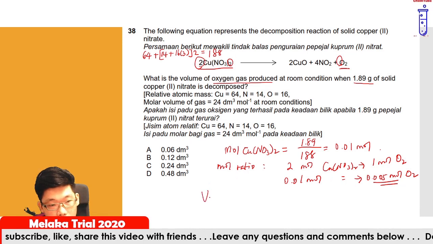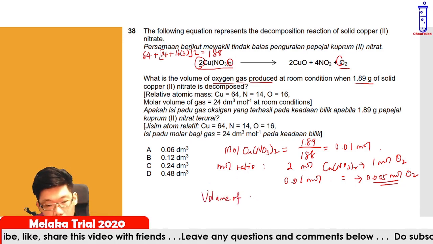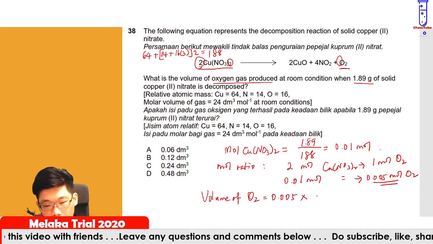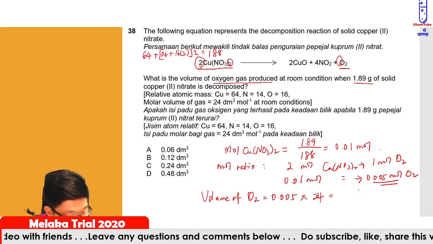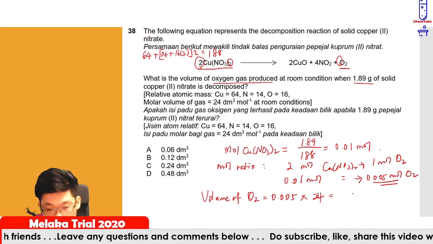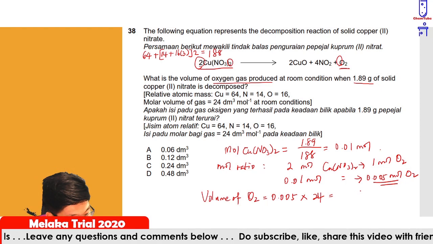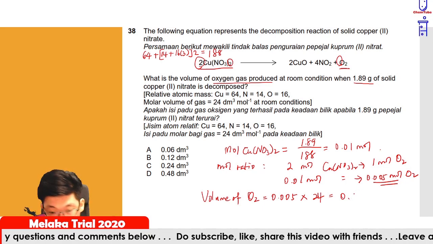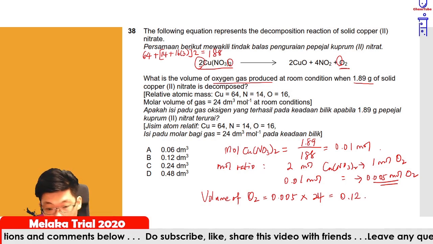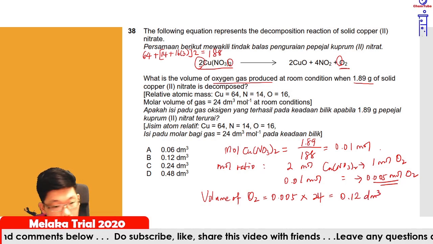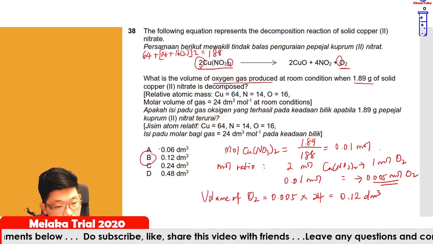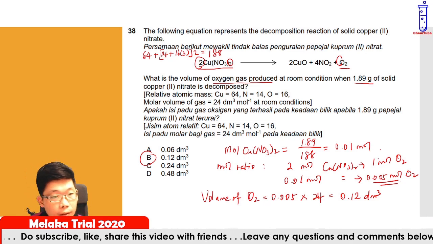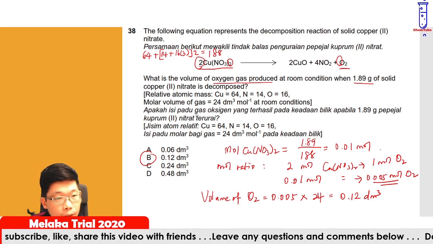So meaning that the mole of the oxygen you need to use is 0.005. So meaning that now the volume of oxygen will be 0.005 times the molar volume, which is 24. So you will get 0.12 cubic decimeter, 0.12. B is the answer. Okay? If you have any question, you can write at the comment below.